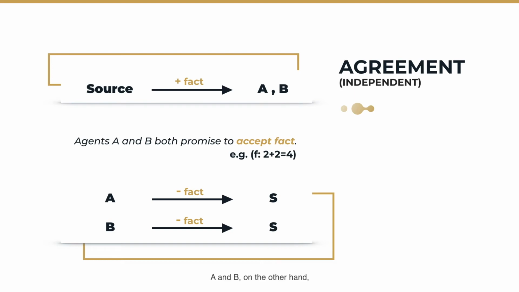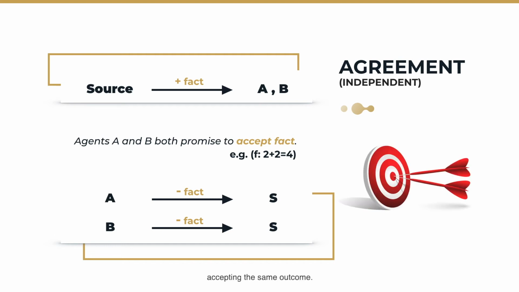A and B, on the other hand, know nothing about each other. They don't know that they agree. Only the source knows that all its clients have received consistent information. The two acceptance promises are now like arrows hitting the same target, accepting the same outcome. This is interesting. We normally think that it's the source that forces compliance onto its subjects, but in fact it's the acceptance that leads to agreement.